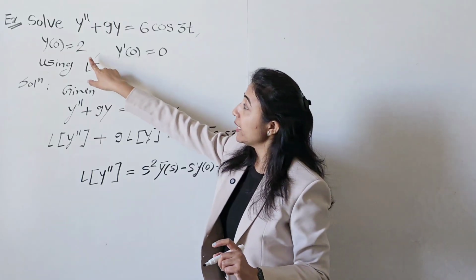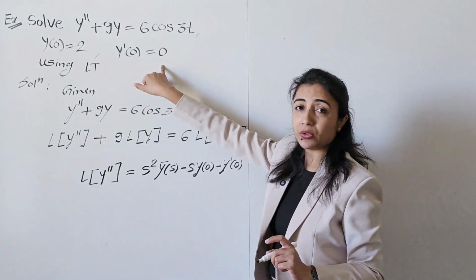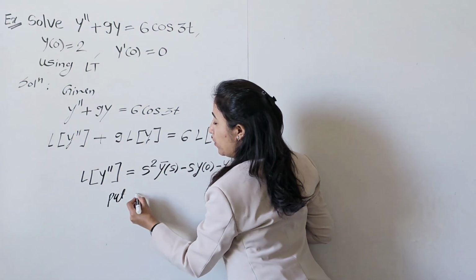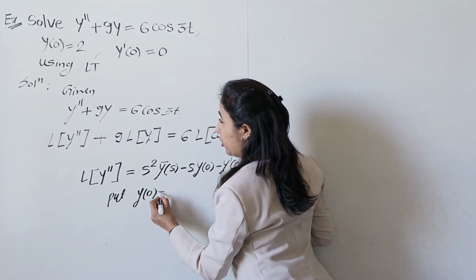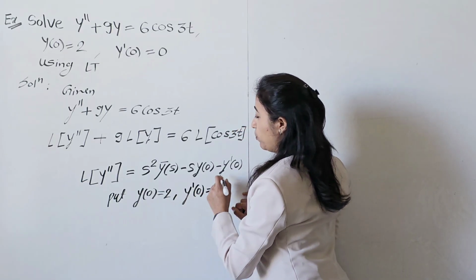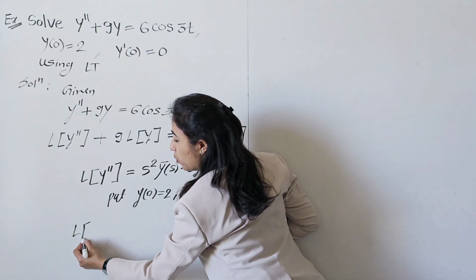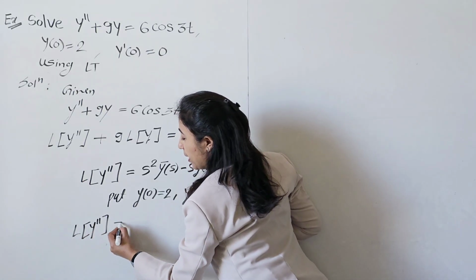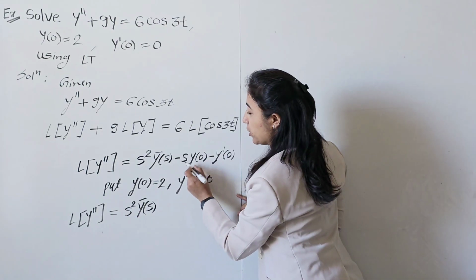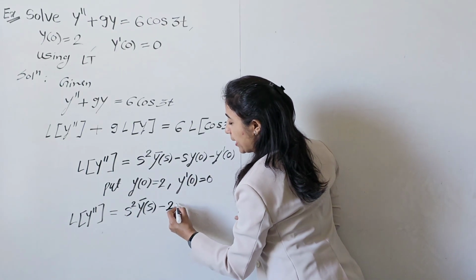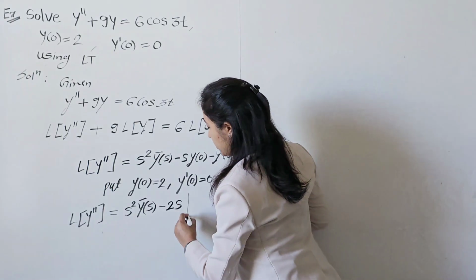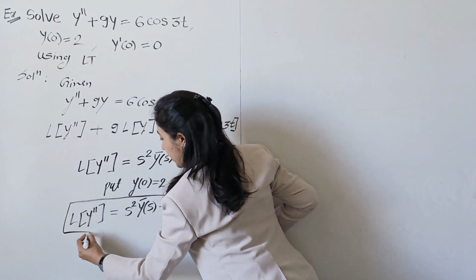Now here the initial conditions y of 0 is 2 and y dash of 0 is 0 are already given, so you have to use those conditions. If we put these values here, we get y double dash as s square y bar of s. Since y of 0 is 2, you will get 2s, and y dash of 0 is 0, so no need to write it here. So this is the Laplace transformation of y double dash.